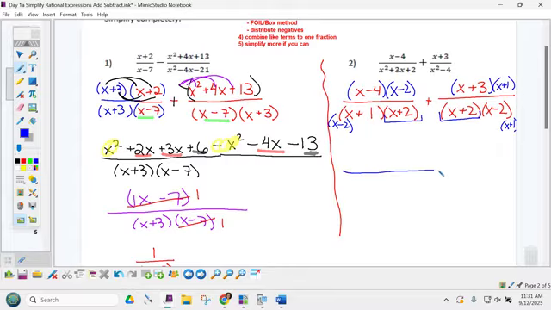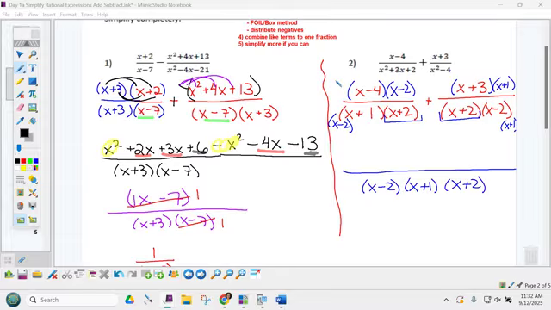All right, so our common denominator is x minus 2 times x plus 1 times x plus 2. The order of your multiplication does not matter. So if you have your binomials in a different order, totally fine.